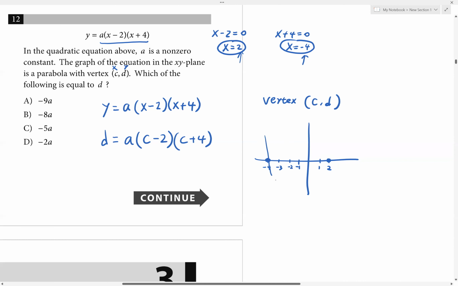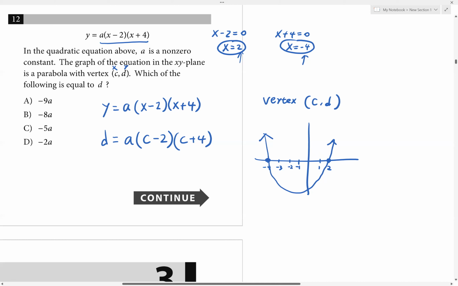Let's just assume the parabola opens up for now, something like that. But the actual graph doesn't matter. What we need to recognize is that the two zeros are at -4 and 2. Then we have to think about the vertex always being right in the middle. The vertex is in the middle of the parabola, so it should be symmetrical on both sides of the vertex. So what we're looking for here is the line of symmetry.